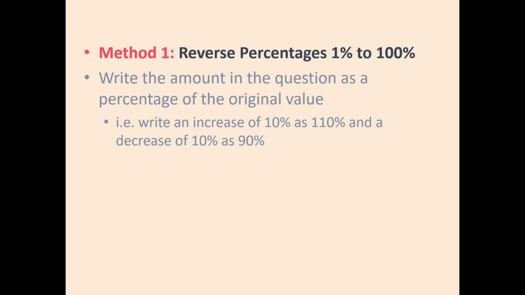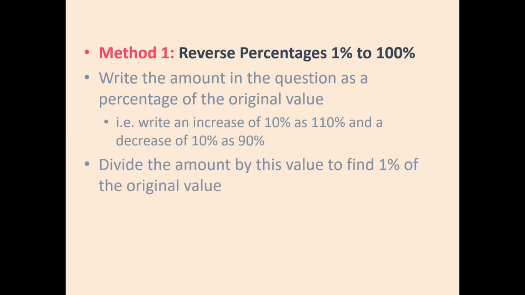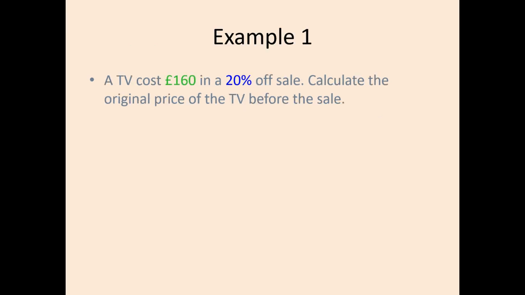You write the amount in the question as a percentage of the original amount. So an increase of 10% is 110%. A decrease of 10%, sorry, is 90%. And then you divide the amount by its value to find what 1% is, and then you multiply by 100 to both sides to work out what 100% is, because 100% is the original amount.